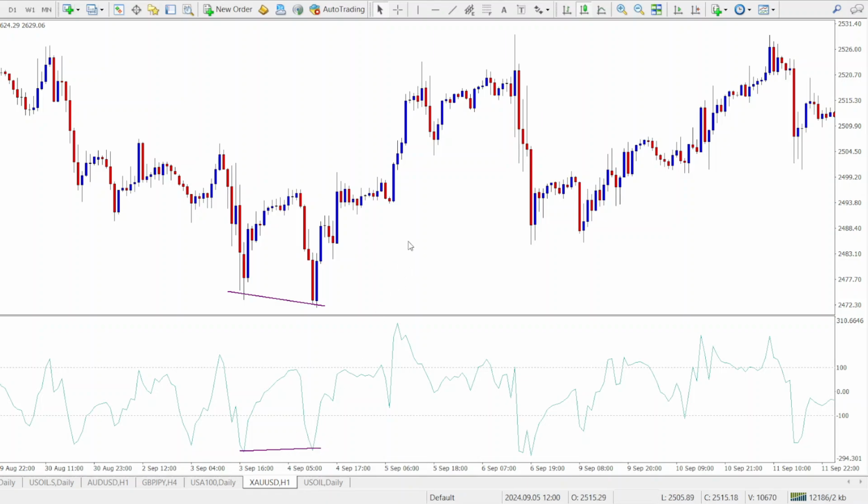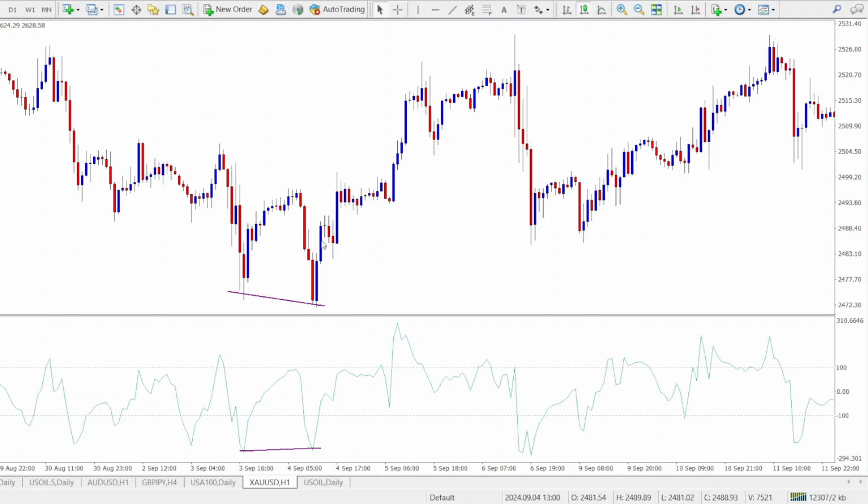Now, when you want to trade the bullish divergence, after the divergence has been identified, what you have to do next is look for a bullish candlestick pattern. Once the bullish candlestick pattern has been identified, for example, we can see that we had 2 consecutive bullish candles from here, and they were quite lengthy candles.